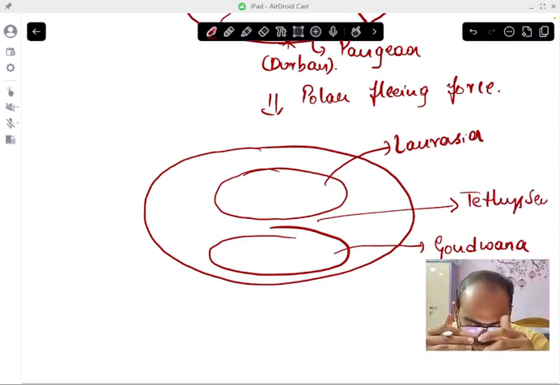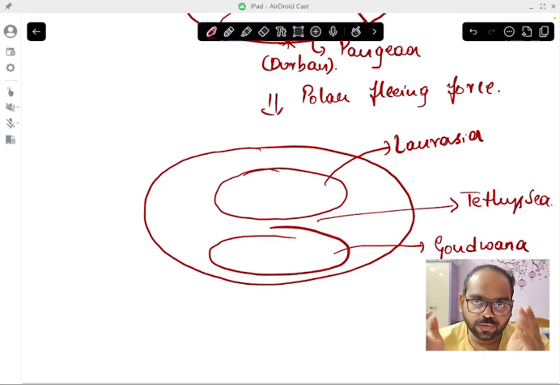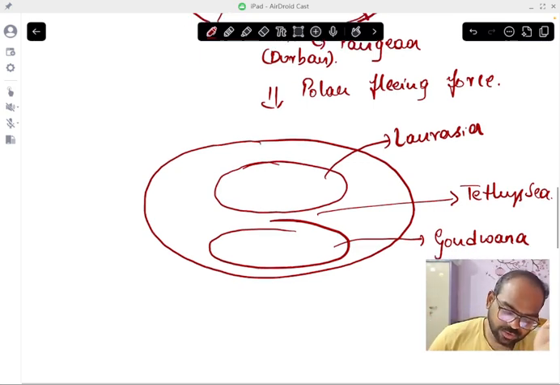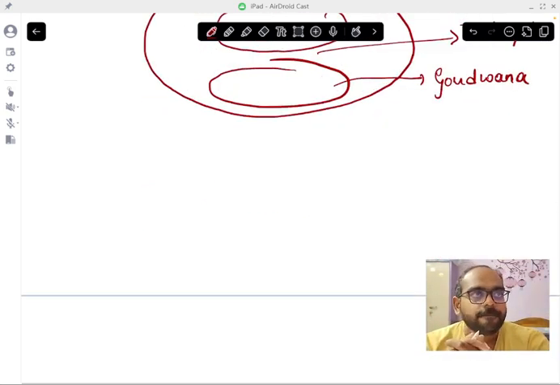What was the force responsible for the equatorial movement of Pangaea? It is polar fleeing force. Okay, what is polar fleeing force? Due to the rotation of the Earth from west to east. We will talk about rotation, revolution, and all during climatology, in detail. Why rotation is happening, we'll talk about it in climatology.